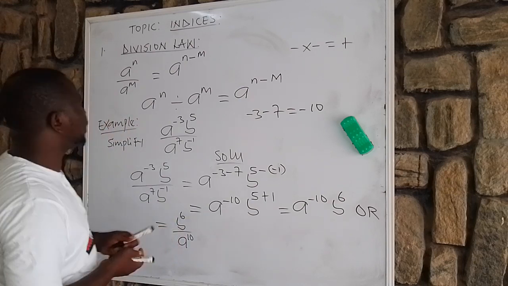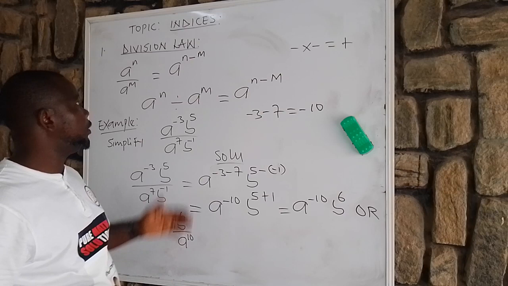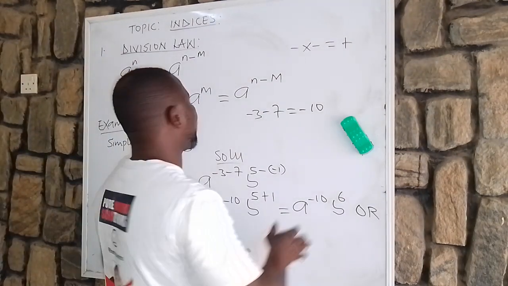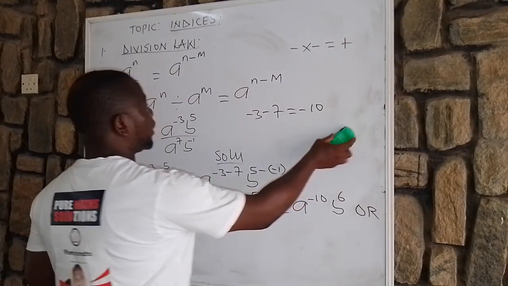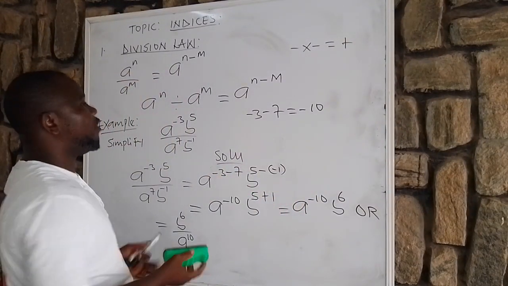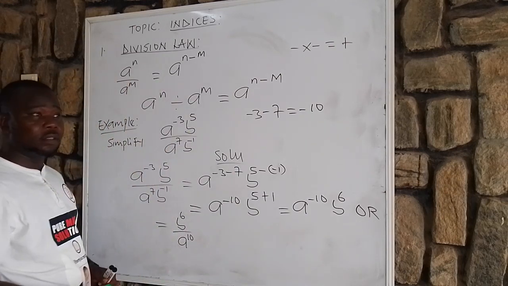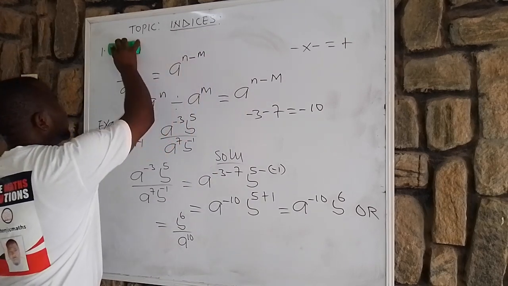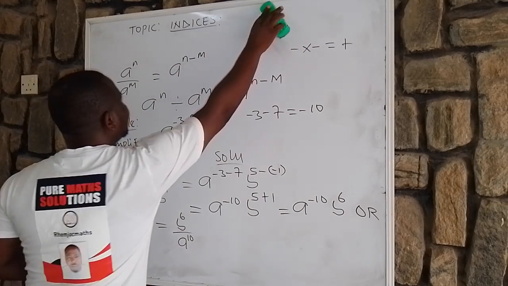So this is the division law in indices. Then another one we'll consider is the power law. Is that clear? Can I clean the whole of this up? Okay. Let's consider the power law.